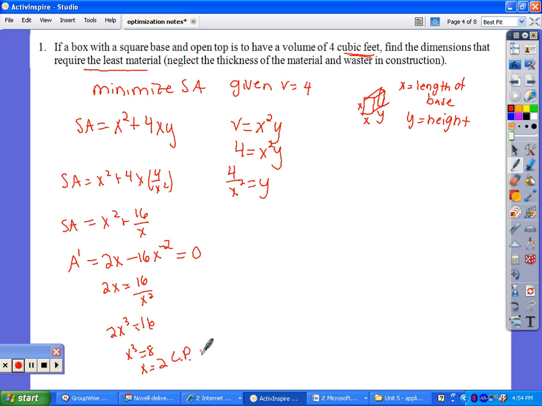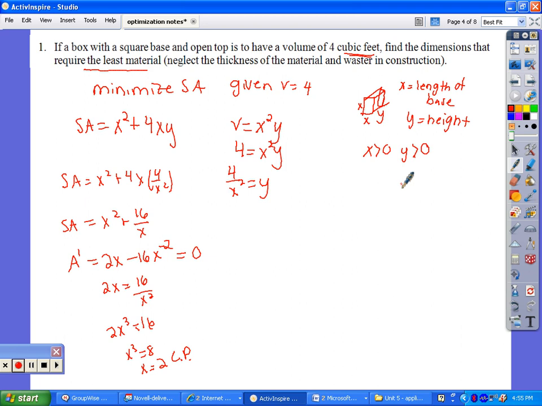Now, I skipped step 4, determine the domain. So if we come back to here and we look at this, if we're talking about length and height, we can't have negative values and we can't have 0 because then there would be no box. So x has to be greater than 0 and y has to be greater than 0. So these are my endpoints, but again, they don't make sense, so I don't have to plug them back in.